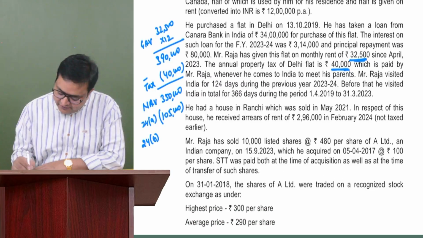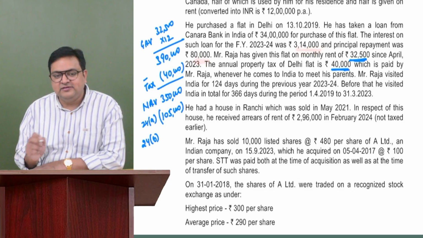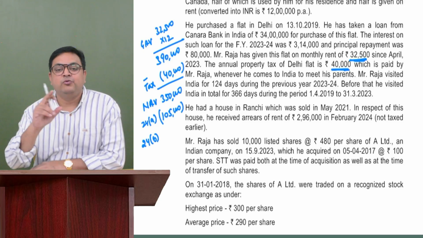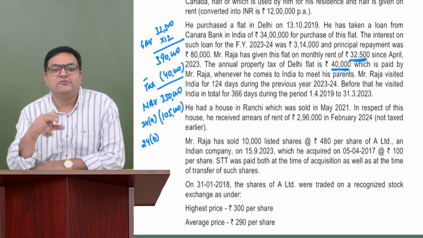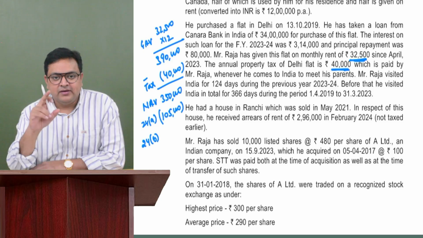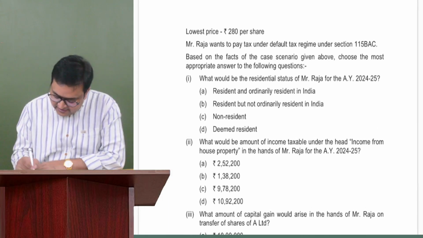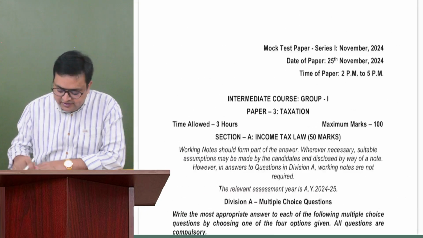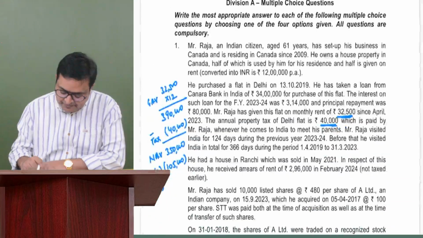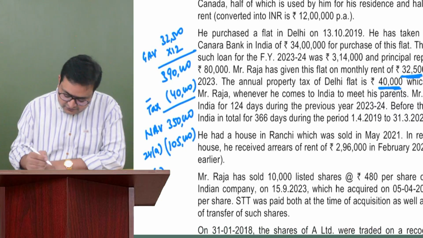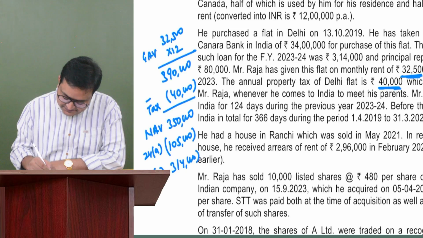So 3,14,000 is the interest, and the principal repayment is 80,000. No, principal repayment doesn't play any role in house property. It would be available under 80C if this person had opted for the optional regime. But he is opting for the default regime, so 80C would also not be available. Anyway, 3,14,000 would be the interest amount.